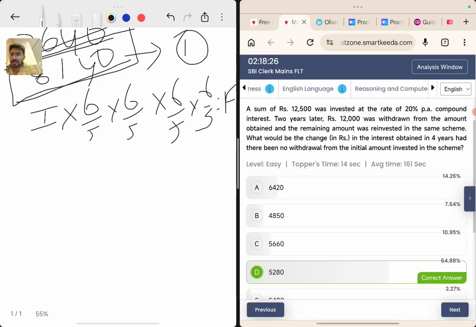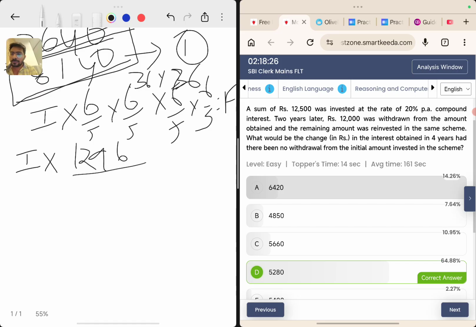Okay, if I take the ratio between initial and final, so 6 into 6 into 6 into 6 means 6 power 4. 6 power 4 means 36 into 36. So 36 square value we already know, 1296. So 5 power 4 means 25 into 25, 625. So this is the initial and final ratio.